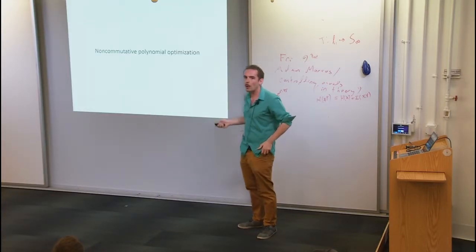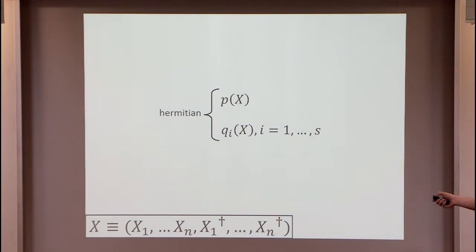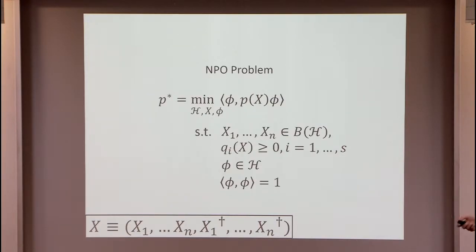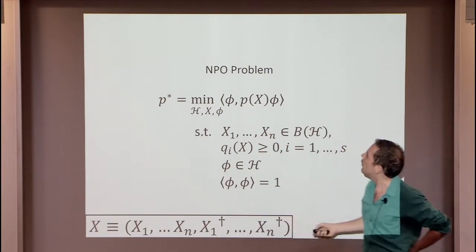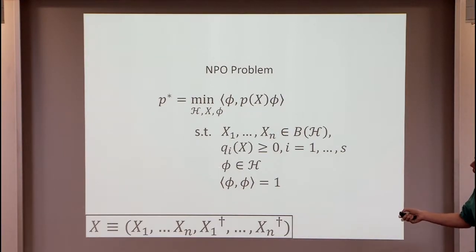Okay, so what is non-commutative polynomial optimization? Suppose I give you a set of polynomials regarding some set of non-commuting variables. Well, the canonical NPO problem is as follows. You want to minimize the scalar product between some normalized vector acting in some Hilbert space with another vector, which is the result of applying a polynomial of these operators over this vector, among some set of operators which satisfy the set of polynomial constraints.